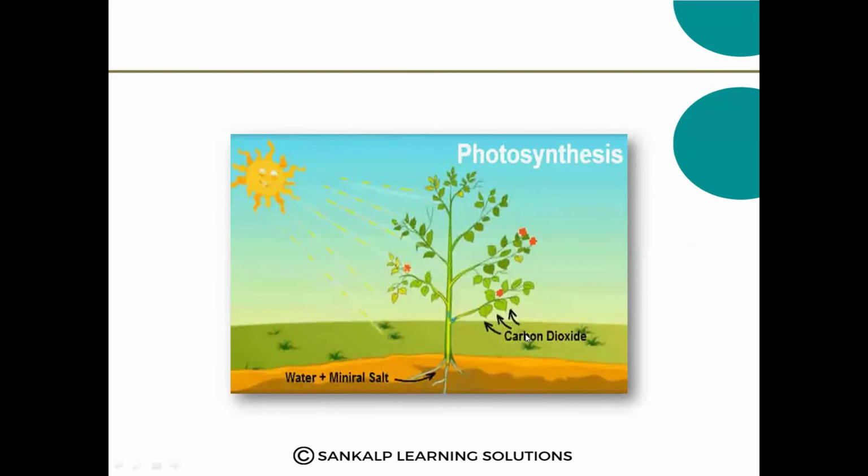Then this is the photosynthesis process. So what I explained: the plants use carbon dioxide, water, minerals, sunlight and chlorophyll. By using this process, they prepare the food. So in this short video, we can observe the photosynthesis process, right?